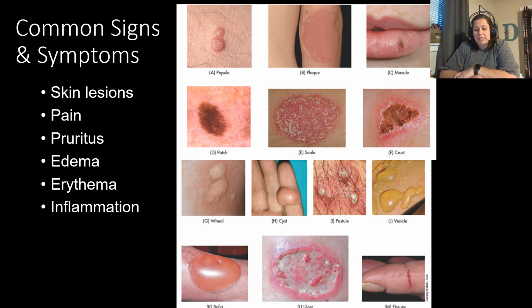An ulcer, where we see layers of the skin eroding away. And then you can even have kind of like a fissure, which is like a split in the skin. Now, this isn't all the different types of lesions, but these are just some examples.